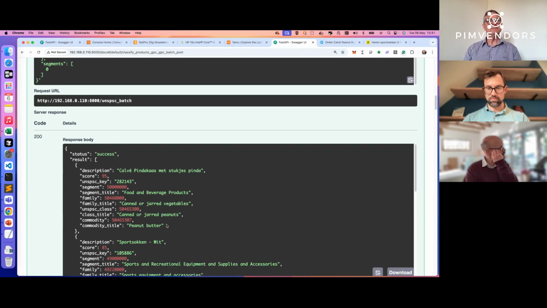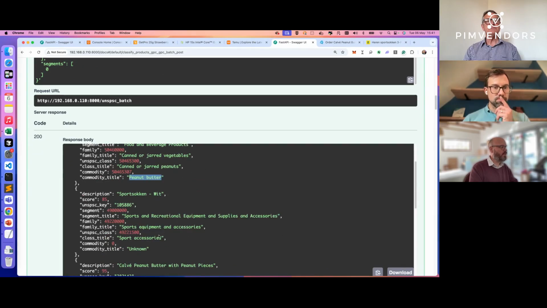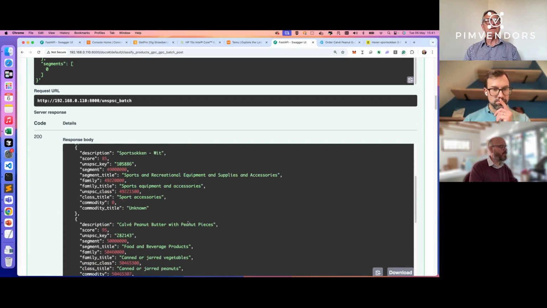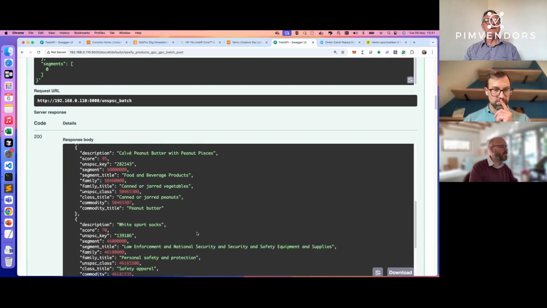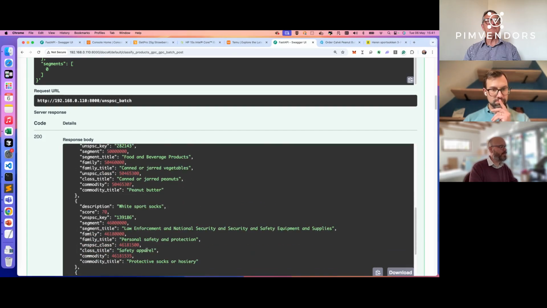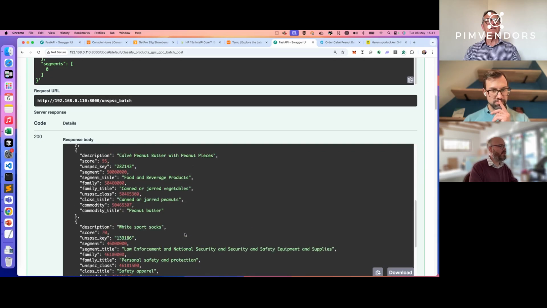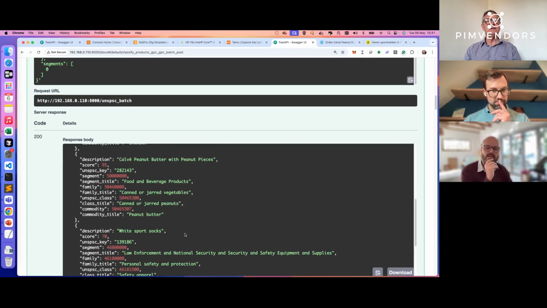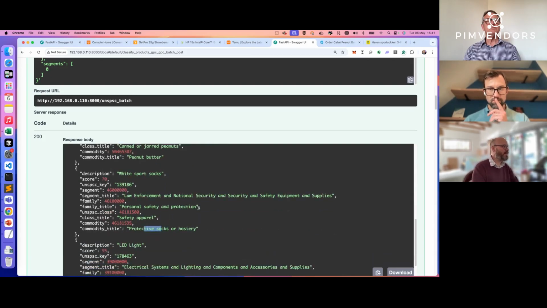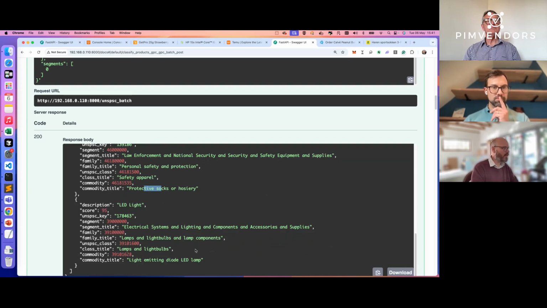Okay, so on our UNSPSC side, it actually got the Dutch peanut butter. Sports accessories it's got. Okay. Peanut butter again for English. Sports apparel this time. Protective socks. So with the translation, that's definitely something we can fine tune going forward. The English is definitely doing better. LED lights again, yeah, high score, and it's got LED diode lamp.